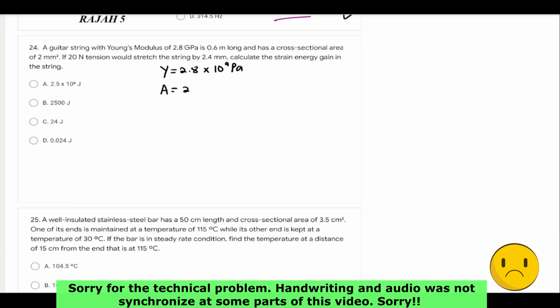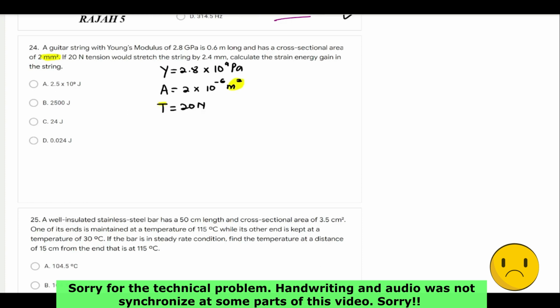Okay, millimeter squared means 2 times 10 power of negative 6 meter squared. Pastikan you pandai nak tukar millimeter squared kepada meter squared. Okay, and then apa lagi yang diberi? If 20 Newton tension, okay, tension tu force lah, sejenis force, 20 Newton would stretch the string by 2.4 millimeter.